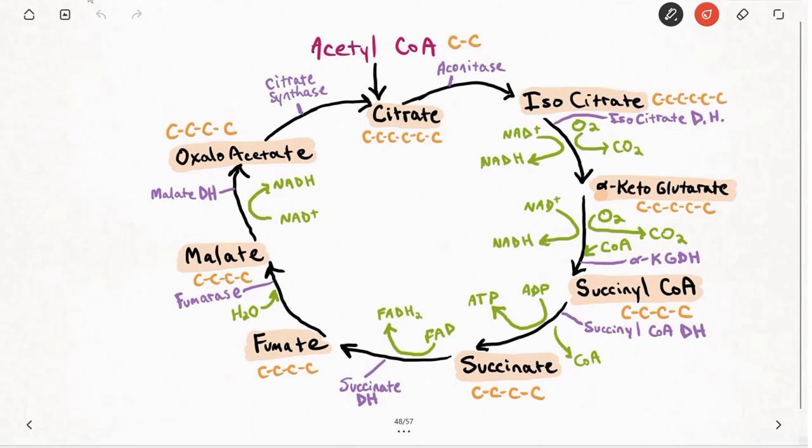Now in this diagram, the purple are the enzymes used for each step. And then we have the products and the input. The input and the outputs are in green. And then the actual Krebs cycle intermediary products are in the orange highlight. And then we have the carbon chains drawn out in orange for you.